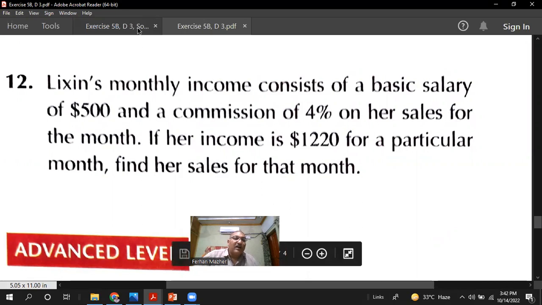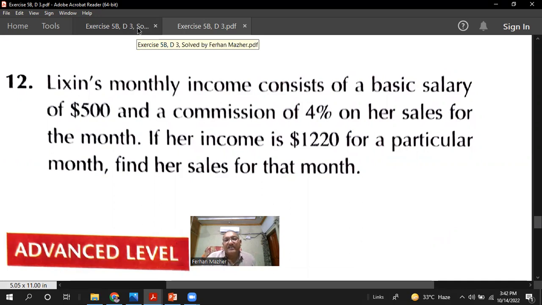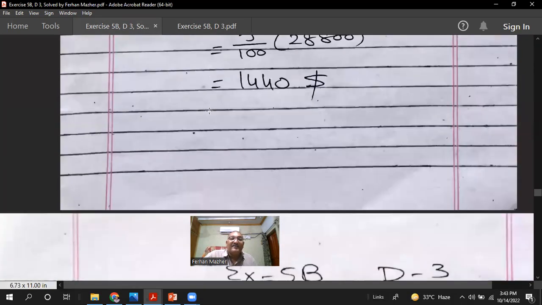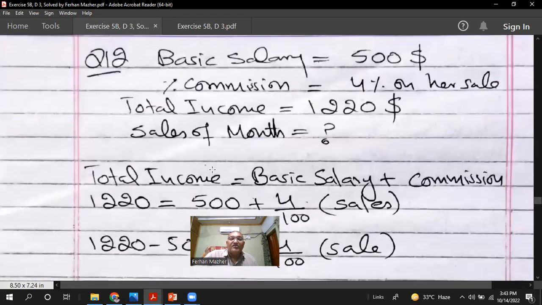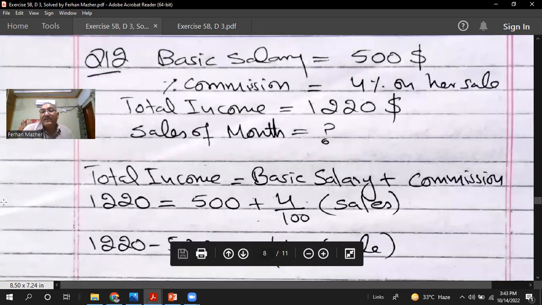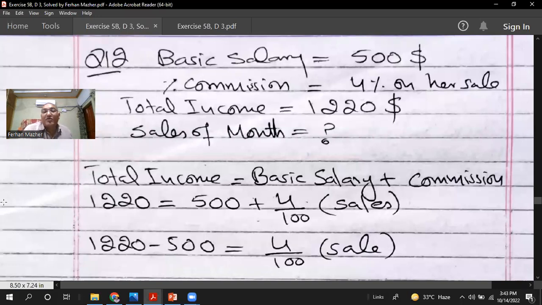Okay, so her income is basically basic salary plus the commission she is getting from her shop as she sells the thing there. Okay, so the commission is 4% of the sale she makes, and let's see. So the basic salary is $500. The percentage commission is 4% on her sale. The total income is $1,220. So what is the sale of the month?